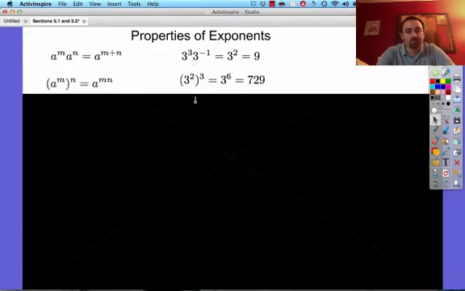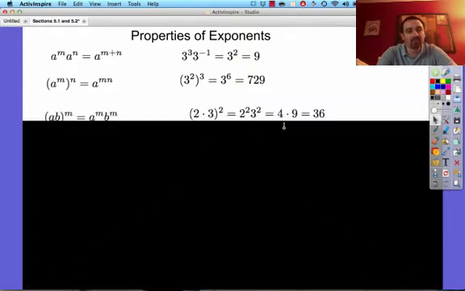The second one: I have something with an exponent, and that whole thing is raised to another exponent. I can just multiply those numbers together. So if I have 3 squared, all raised to the third power, I can look at that as 3 to the sixth power, which is again much easier than squaring and then cubing.